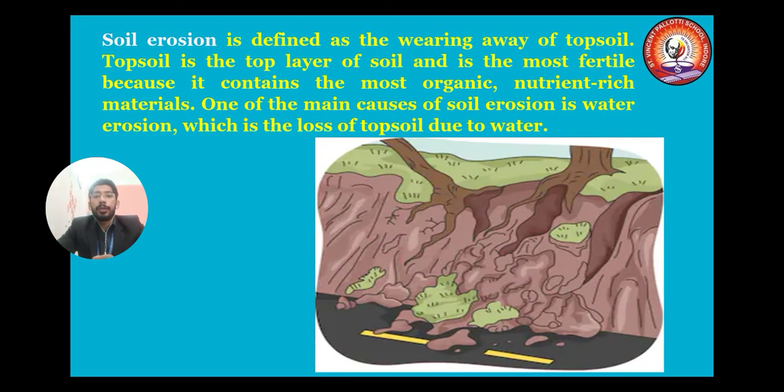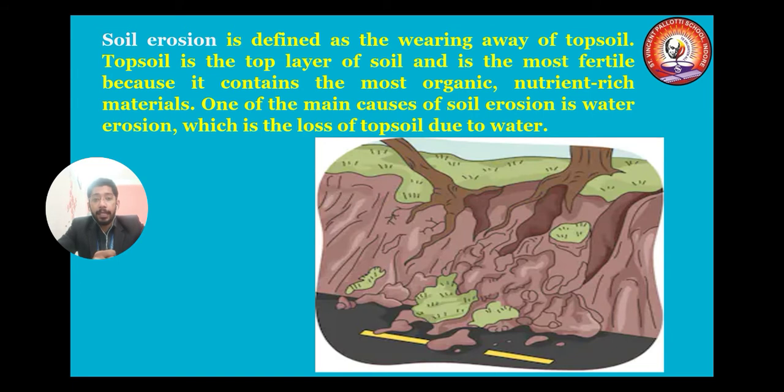What is soil erosion? Soil erosion is defined as wearing away of topsoil. Topsoil is the top layer of soil and is the most fertile because it contains the most organic, nutrient-rich materials. One of the main causes of soil erosion is water erosion, which is the loss of topsoil due to water. The major reason of soil erosion is due to lack of vegetation because when we plant trees or any other plants, it catches the soil and keeps it together.